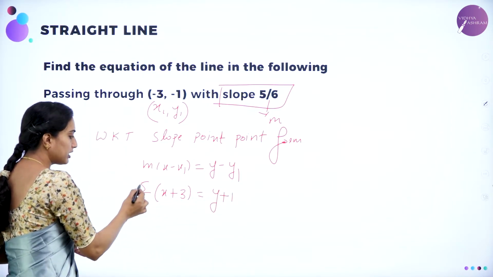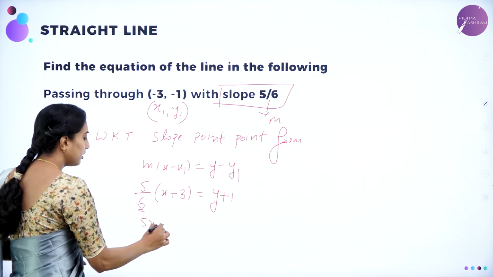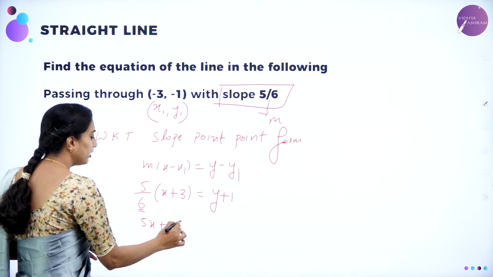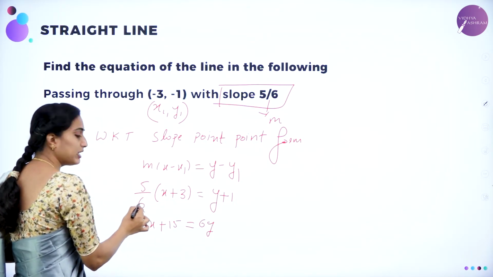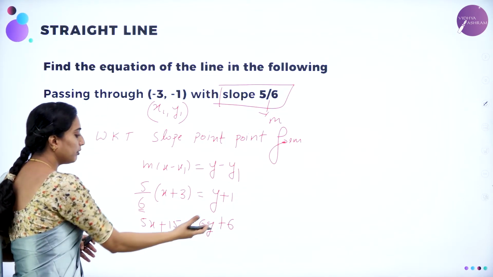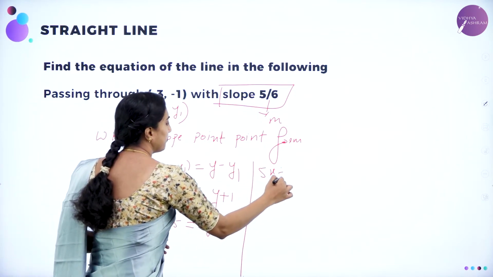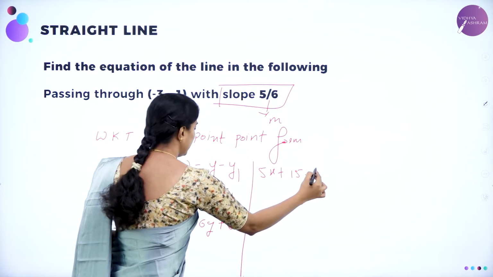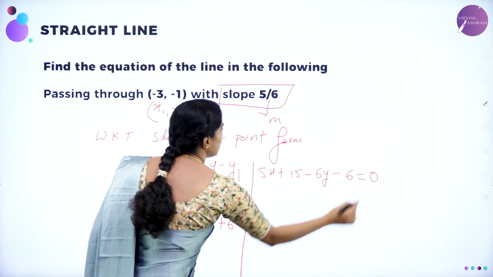6 will go to that side, 5 will be multiplied here only. So 5x plus 5 3s are 15 is equal to 6 into y is 6y, plus is the same plus only, 6 into 1 is plus 6. Now you can bring all the terms to this side. What happens? 5x plus 15 minus 6y minus 6 equal to 0.